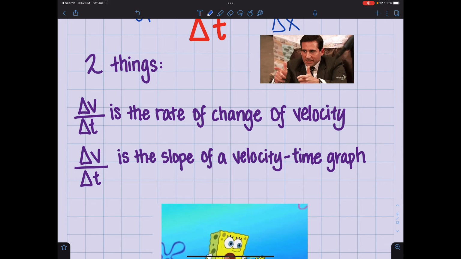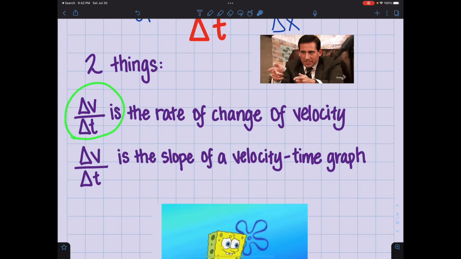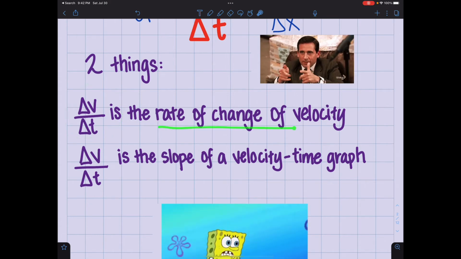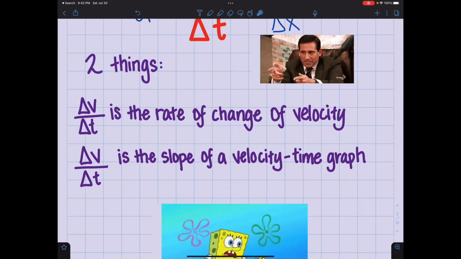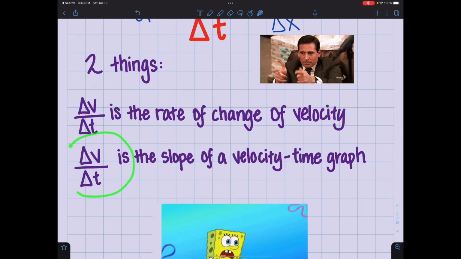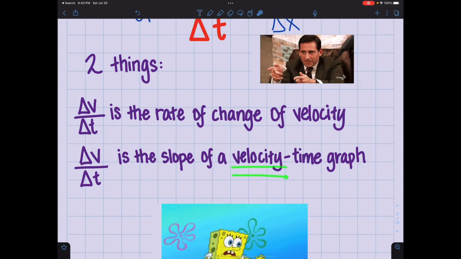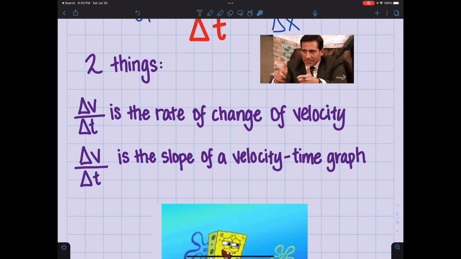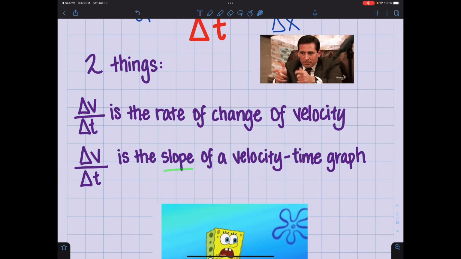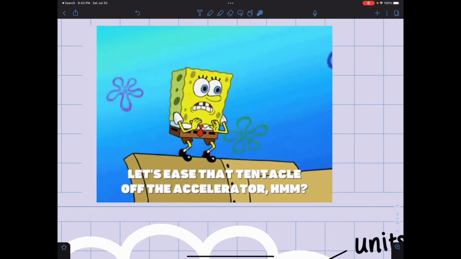So to summarize the two things that you need to know that are important about acceleration, this is the first one. The change in velocity over time is the rate of change of velocity. This is the equation for acceleration. The other thing is that the change in velocity over time is actually the slope of a velocity time graph. Don't get it mixed up with the slope of a position time graph, because that's actually velocity. You're keeping all of this straight, right?